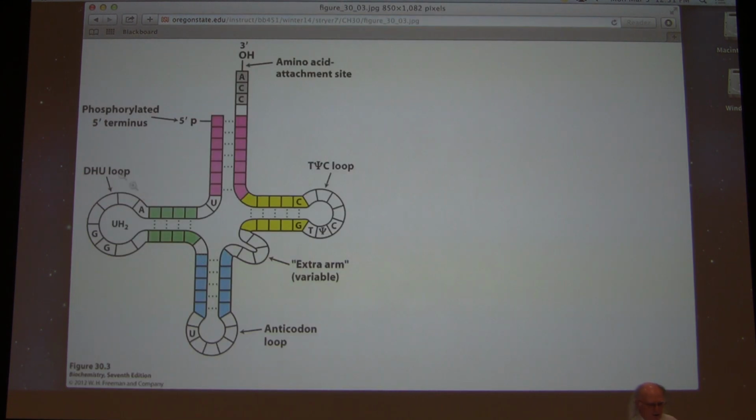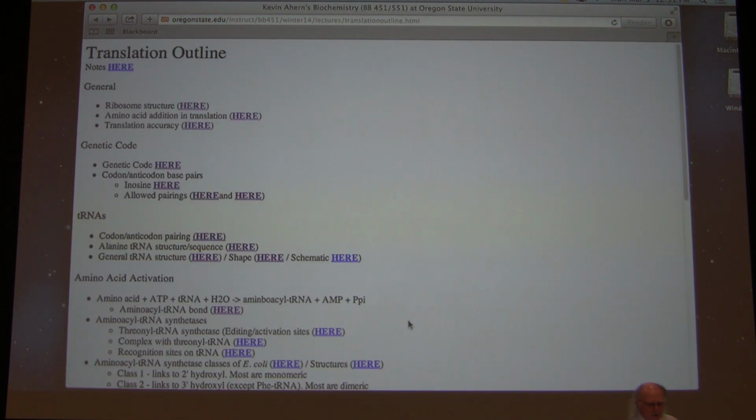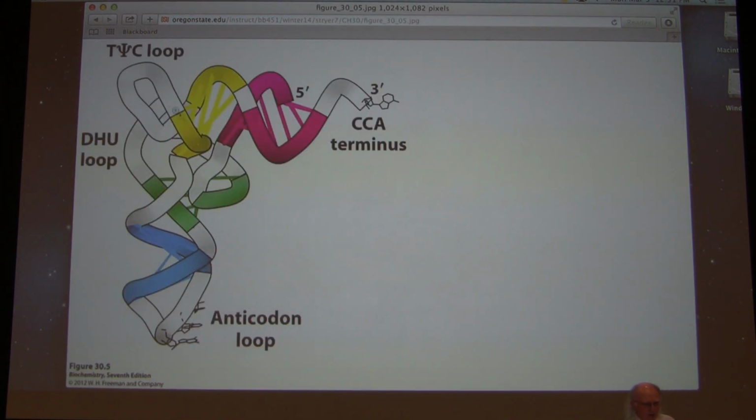There's that general structure. There's another view of it, with more of a 3D consideration. And now it's showing you some of those base pairings that we saw earlier. Again, a little harder to envision looking at it in 3D.